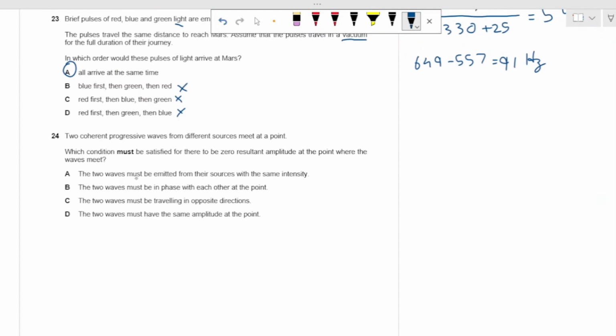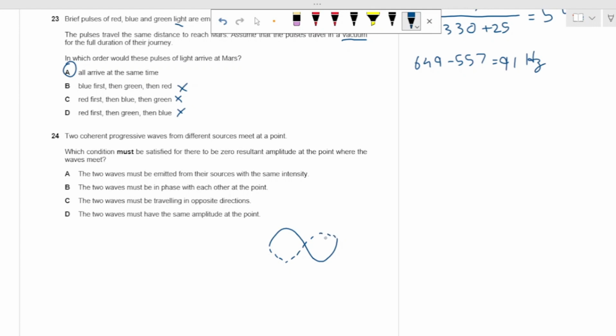Question 24. Two coherent progressive waves from different sources meet at a point. Which condition must be satisfied for there to be zero resultant amplitude at the point where the waves meet? Let us suppose there is a wave traveling. For there to be zero amplitude after superimposing, let's have a second wave.